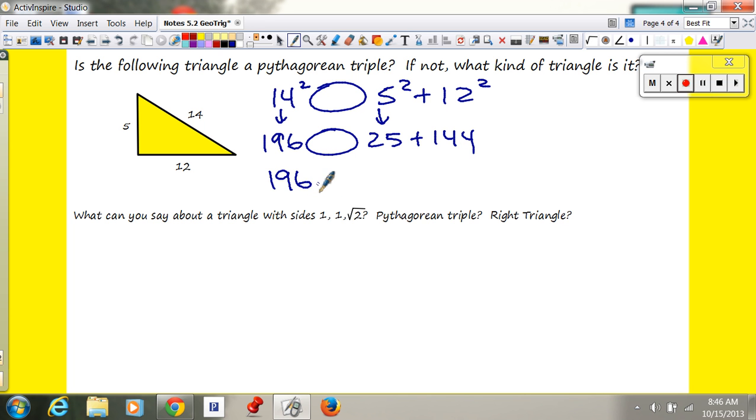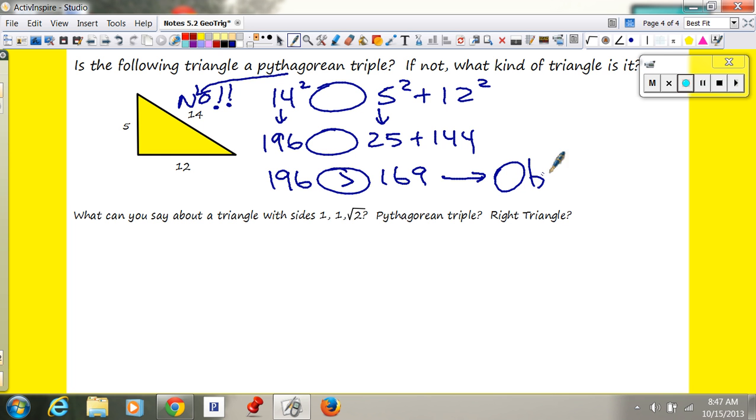So 196. What do we know? 25 plus 144 is 169. Is it a Pythagorean triple? No. Why not? Because it's not satisfying the Pythagorean theorem. c squared is not equal to a squared plus b squared. It has to be c squared equaling a squared plus b squared to be a triple. This is going to be a greater than: c squared is greater than a squared plus b squared. So what kind of triangle? Obtuse again. Another obtuse triangle.